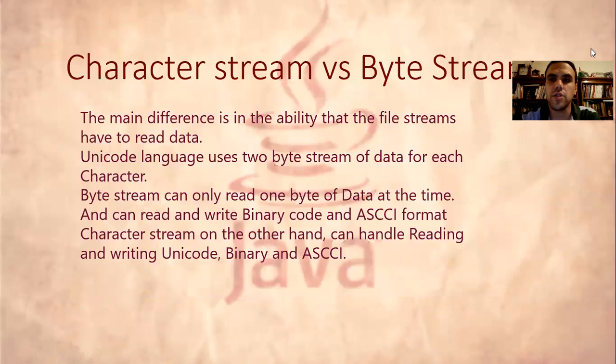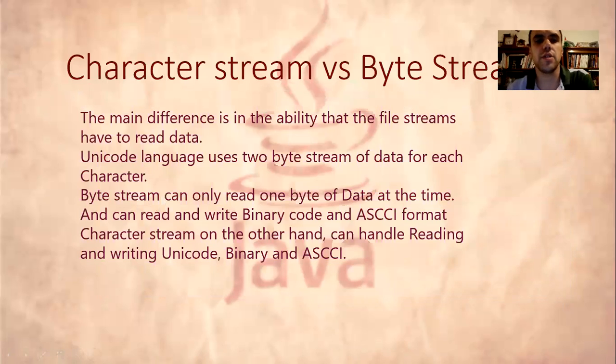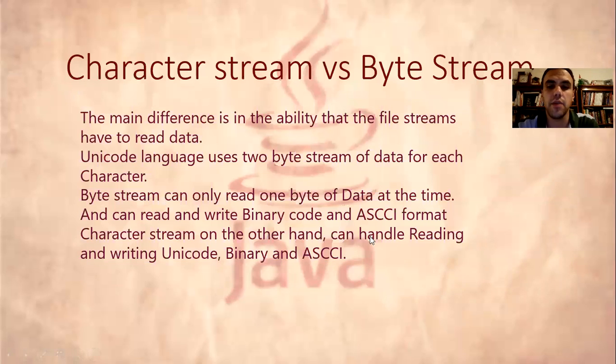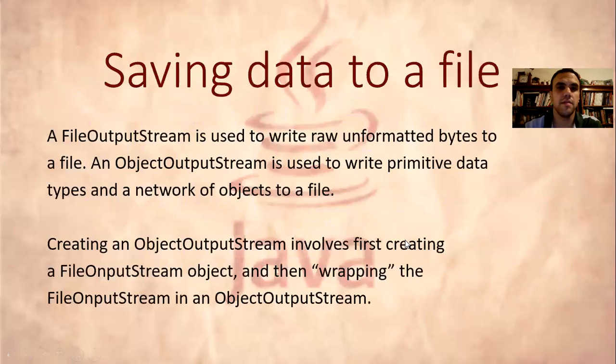Then we have character stream versus byte stream. The main difference is the ability that the file stream has to read data. Unicode uses 2 bytes of data for each character, but byte stream can only read 1 byte of data at a time, so byte stream cannot read Unicode. But it can read binary code in ASCII format. Character stream, on the other hand, can handle all those languages, reading and writing Unicode, binary, and ASCII.